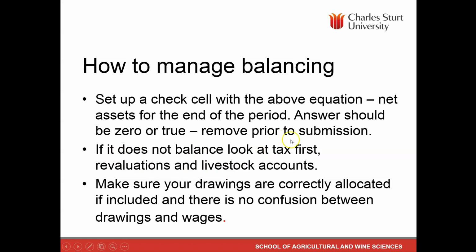If it doesn't balance, look at tax first. Make sure you haven't confused income tax with GST. Make sure you haven't included net profit and then taken the tax off again. Look at the revaluations of land and also look at your livestock accounts. Make sure that you've got them correctly allocated to current and non-current assets and that they are properly accounted for. Make sure your drawings are correctly allocated if included, and there's no confusion between drawings and wages.